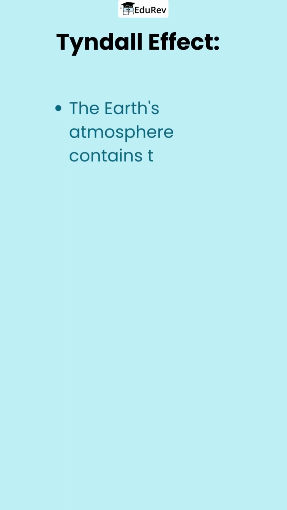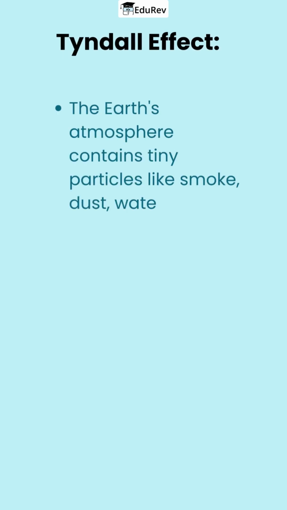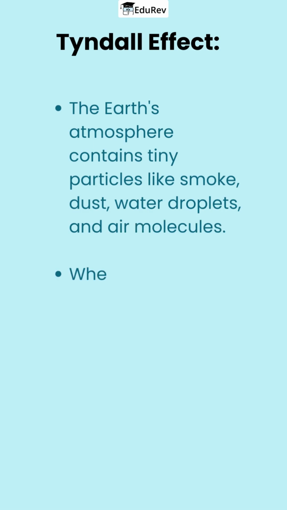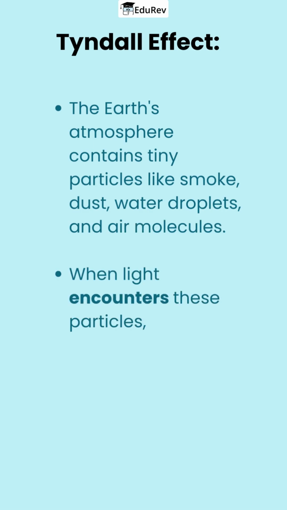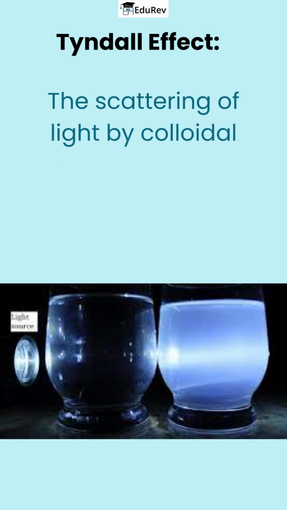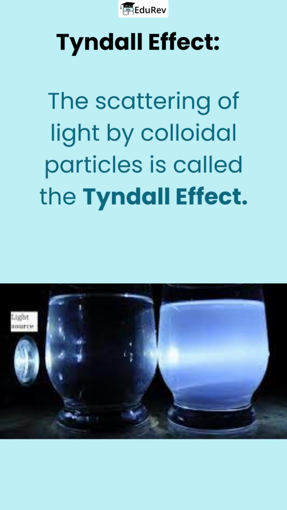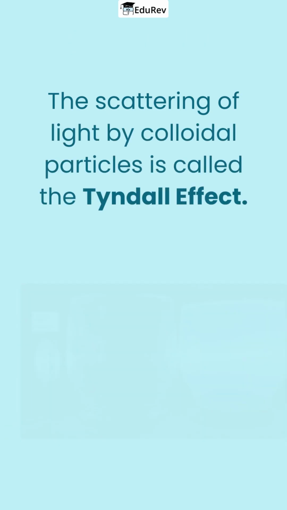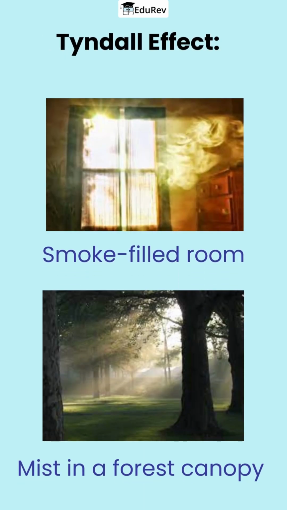The Earth's atmosphere contains tiny particles like smoke, dust, water droplets, and air molecules. When light encounters these particles, it scatters in various directions, making the path of light visible. The scattering of light by colloidal particles of the atmosphere is called the Tyndall effect. It's visible when sunlight enters a smoke-filled room or passes through mist in a forest canopy.